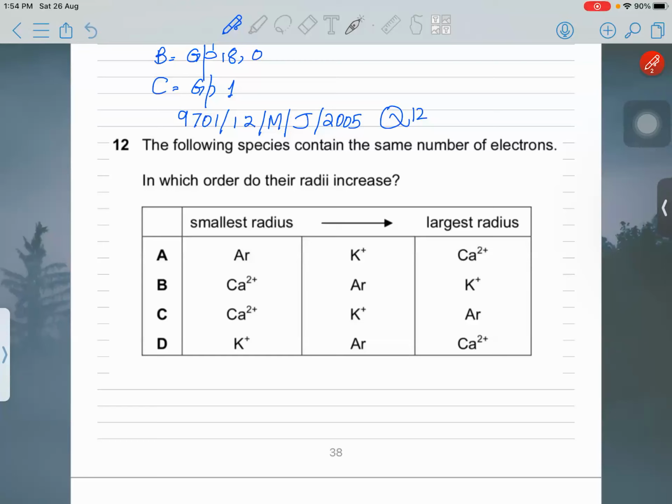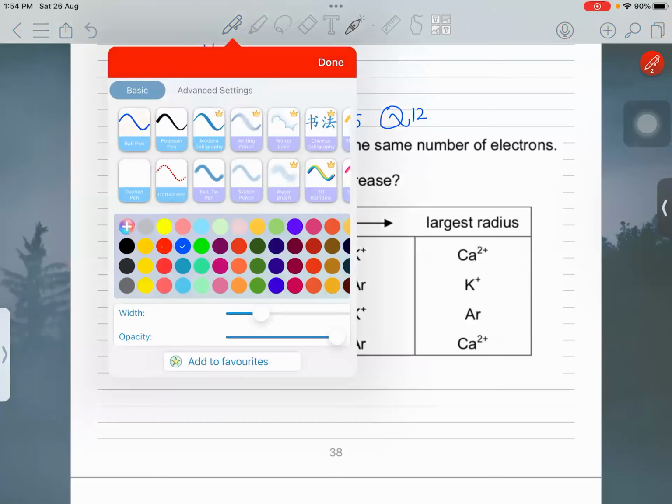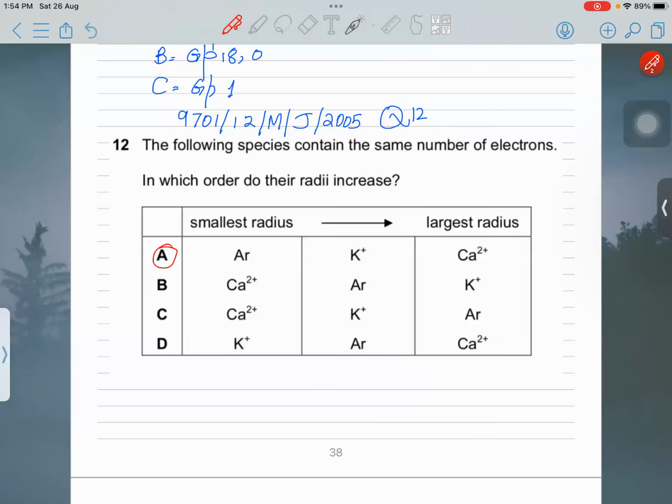Yes, which one is correct? Sir, A is correct. Okay. Why is A correct? Because argon is in group 18, and then potassium in group 1 and calcium in group 2. So after group 18, the shells increase, right? Now listen. You know that argon is 18, so 2, 8, 8. Potassium 19, 2, 8, 8, 1.